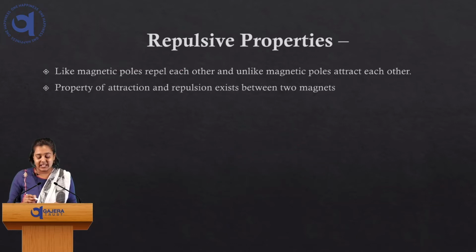Second property now. The second property of the magnet is the repulsive property. The repulsive property of the magnet can only be observed if we have two magnets with us. A single magnet around a magnetic substance won't show us this property. But if we have two different magnets, then depending on the poles of the magnet, we can observe this property.